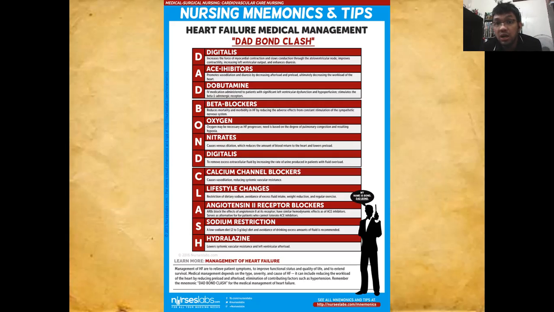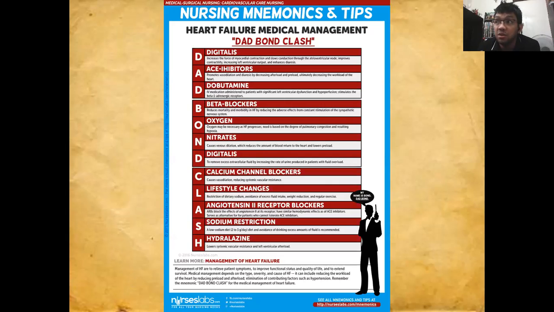D stands for digitalis. So digitalis, this is digoxin. This increases the force of myocardial contraction, which I've been talking about earlier, and slows the conduction through the atrioventricular node. It improves contractility, so instead of the heart contracting like this, it will cause the heart to pump in this manner. It will pump effectively with digitalis therapy. So it will increase the left ventricular output and enhance diuresis.